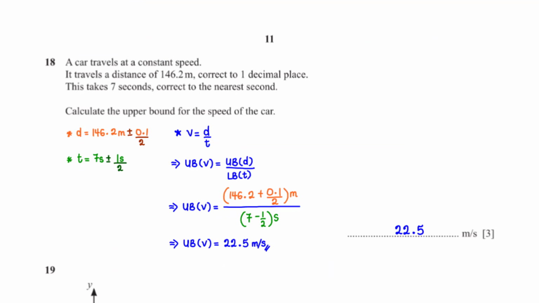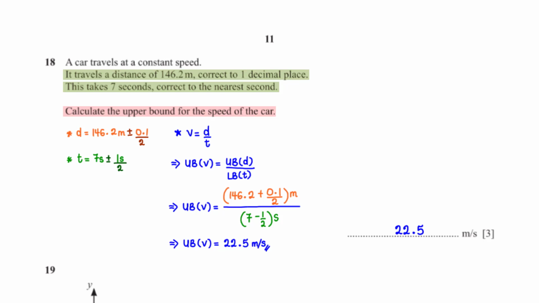A car travels at a constant speed. It travels a distance of 146.2 meters correct to one decimal place. This takes 7 seconds correct to the nearest second. Calculate the upper bound for the speed of the car.